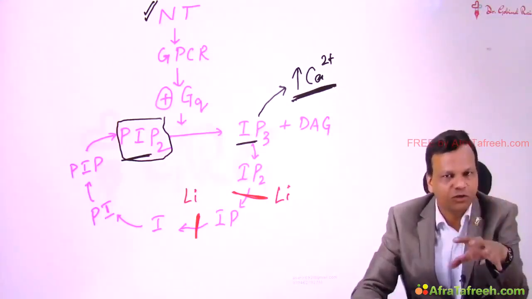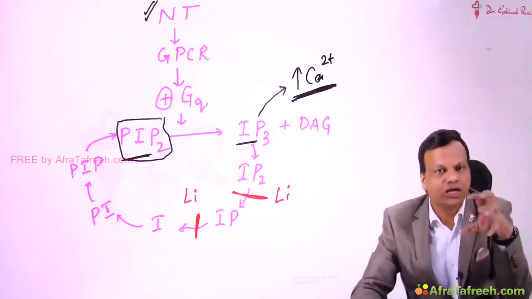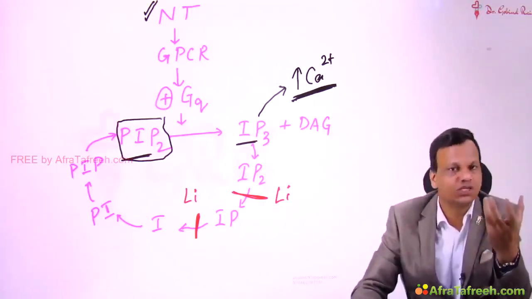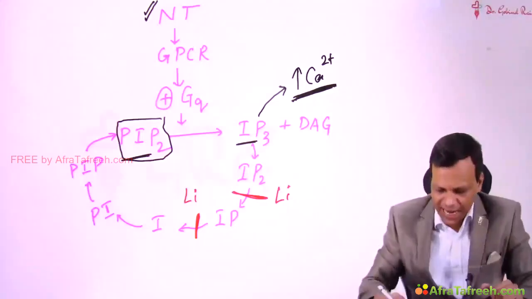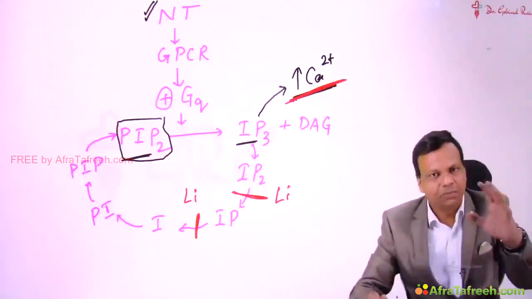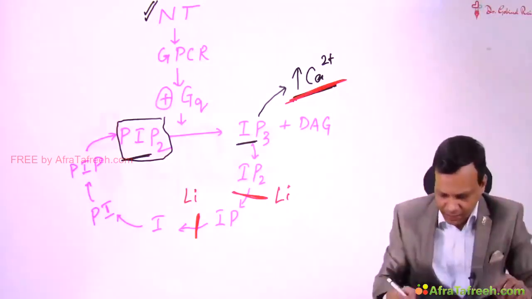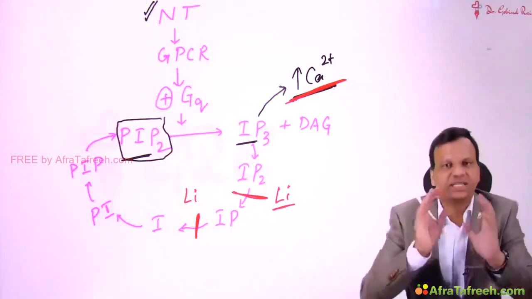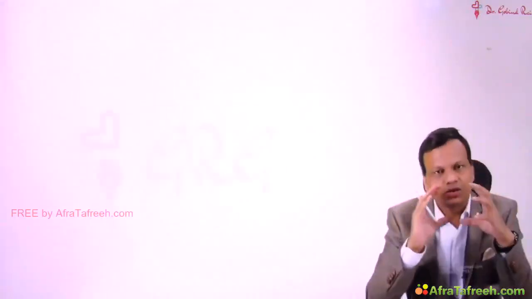So when these phosphate groups are not broken, that means this recycling procedure is not completed. That means PIP2 is not regenerated. When it is not regenerated, then calcium will not increase, and when calcium does not increase, the mania is controlled. Clear? So in mania, lithium acts by inhibiting the phosphatase enzymes.